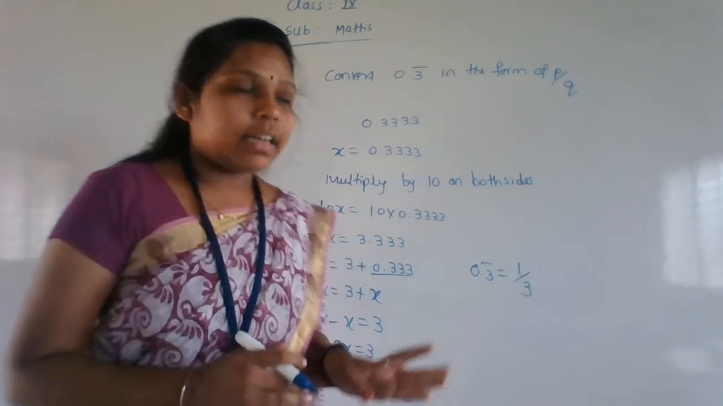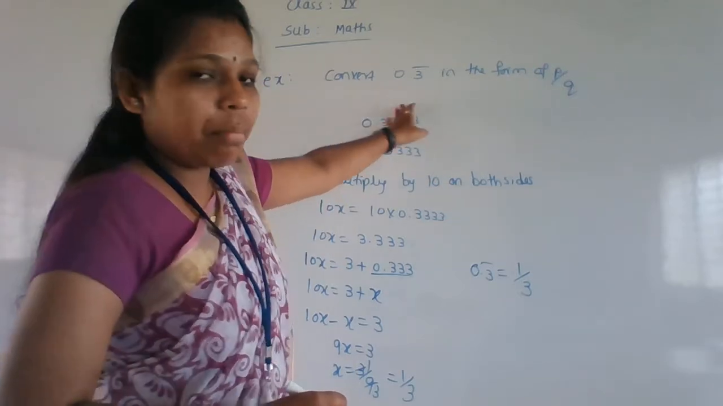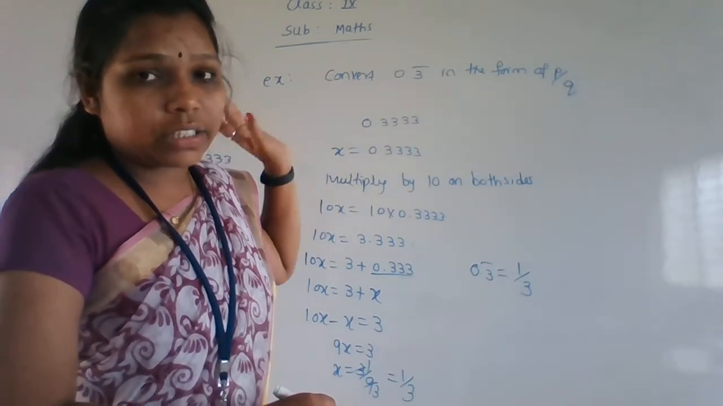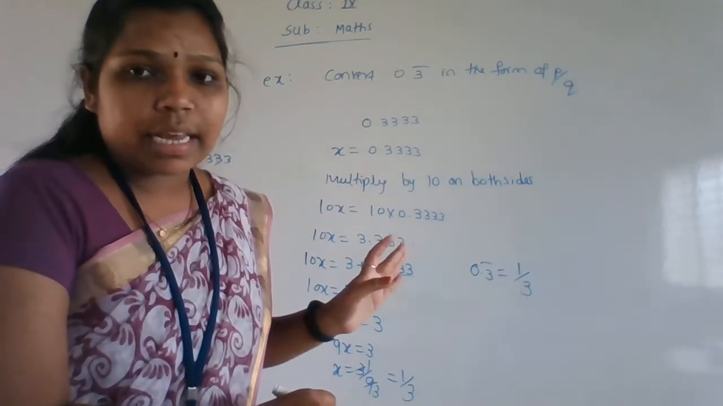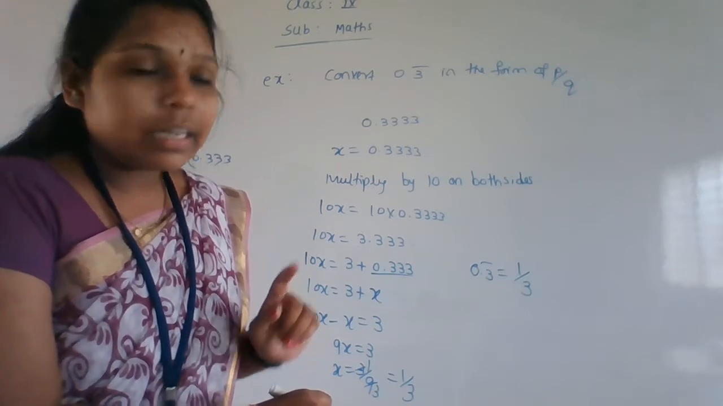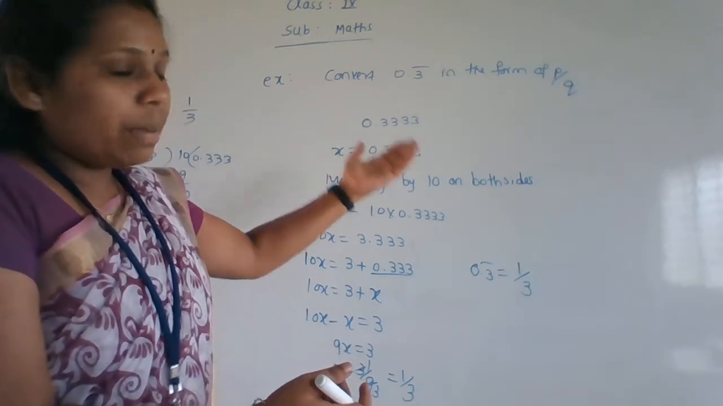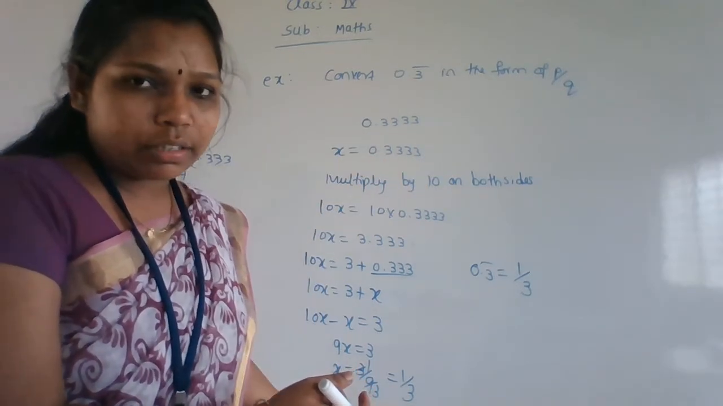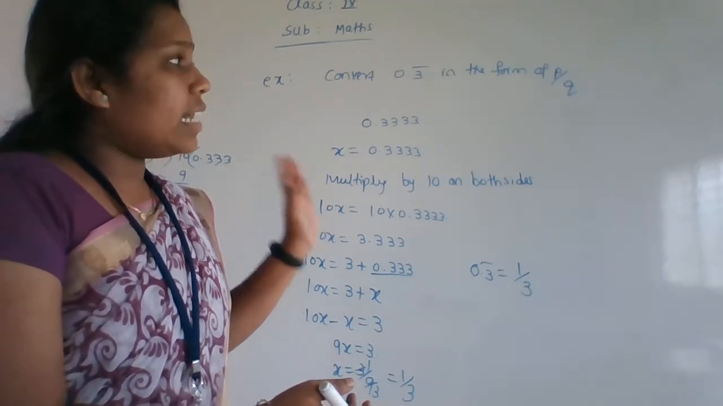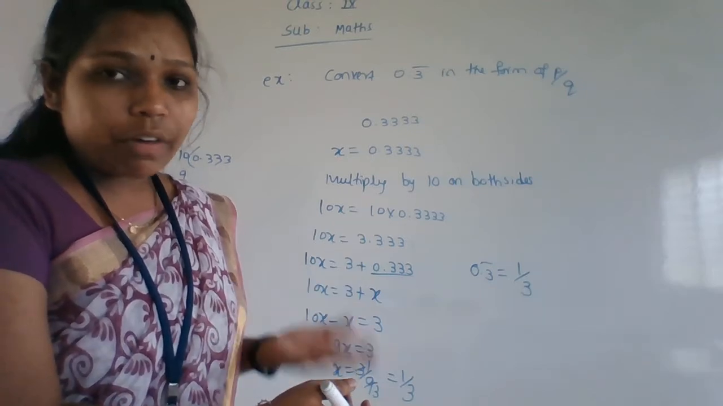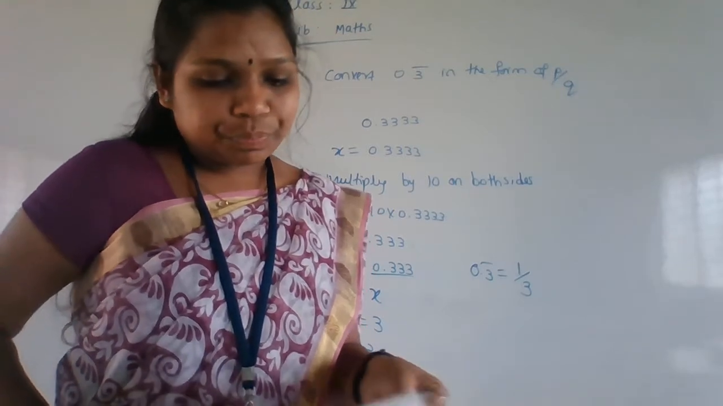So like this we have to convert. If they say convert this number in the form of p by q, or convert this number in the form of a rational number, rational number is also the same, p by q is also the same. If they mention a rational number, then you have to convert into p by q form only. Both are the same. Okay, so this is the way to convert the decimal expansion into the form of p by q. I hope everyone understood these problems.